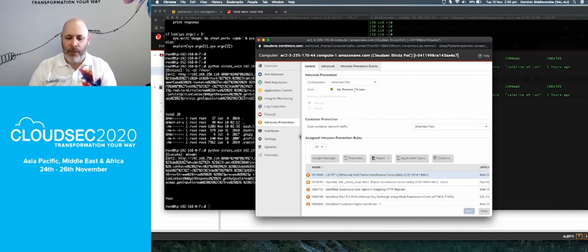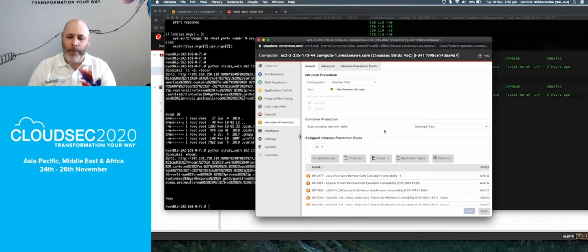Bear in mind, initially there were 13 rules, and we would expect this rule count to increase. And as you can see very quickly, it's now at 42. So 42 rules are now in place, and that's 29 in addition to the original 13, which means that just the presence of a vulnerable Struts container has added and implemented automatically the additional rules to now cope with any vulnerabilities and issues which may exist within this new environment.